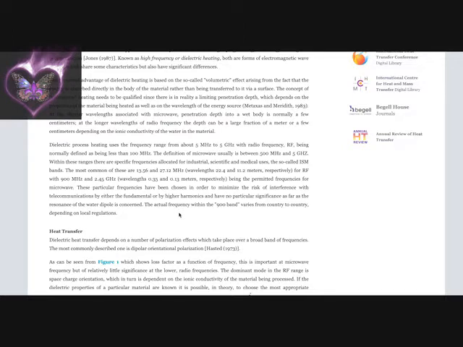I thought 500 MHz was 5 GHz. I'm confused.